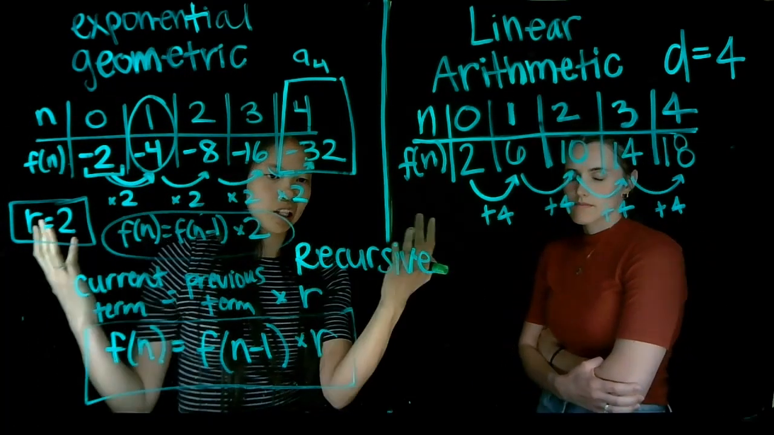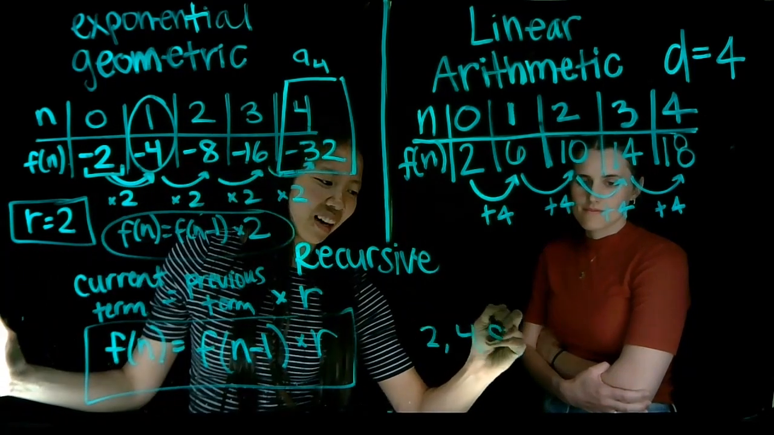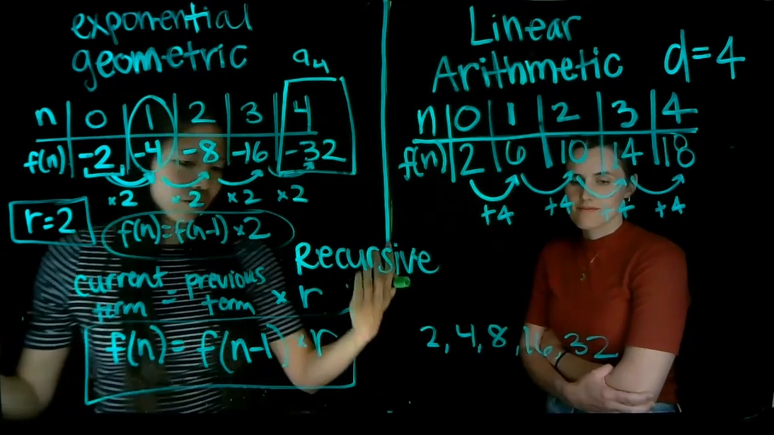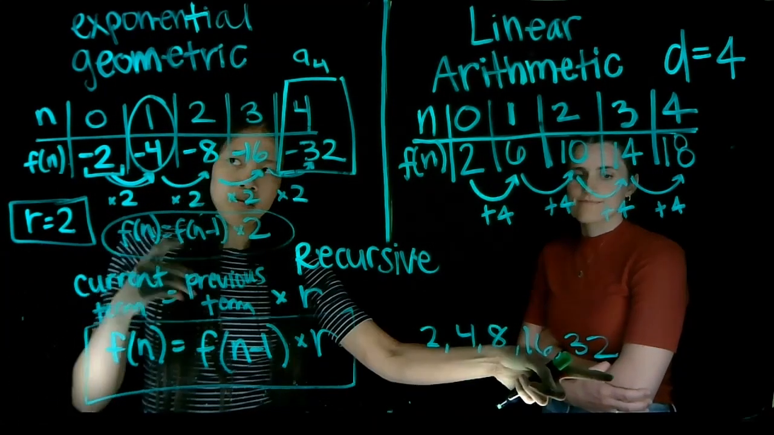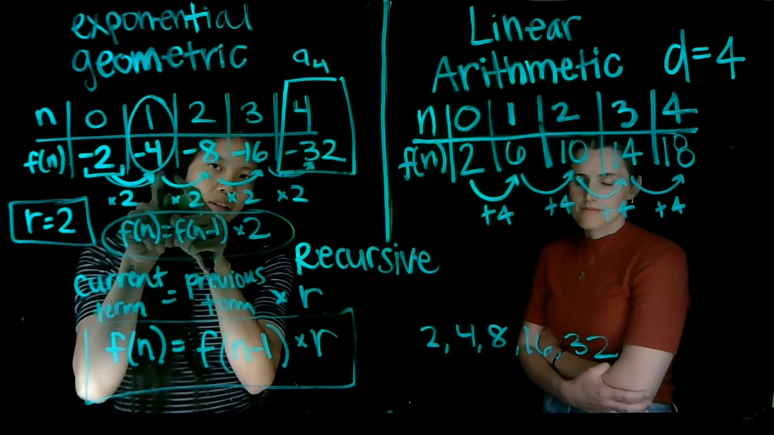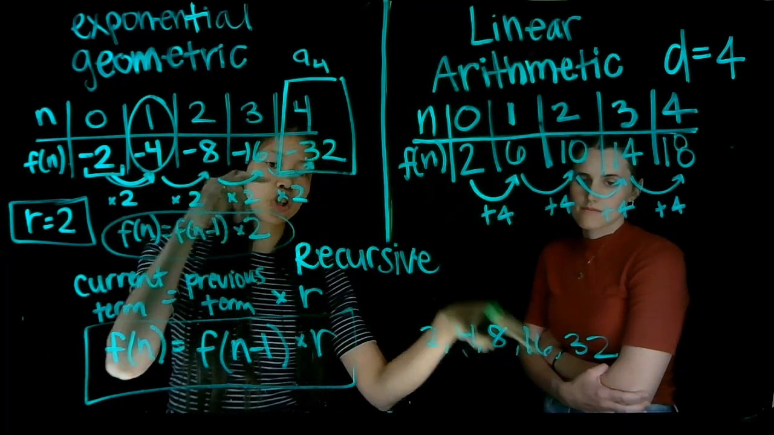Like she's like, okay, I just take the number before and multiply it by 2. She could come up with a list of like 2, 4, 8, 16, 32. So she followed the instructions, right? She took the previous term and she multiplied it by 2, but our lists look different, right? -2, -4, -8, -16, -32. Our lists look different because we didn't start at the same spot.